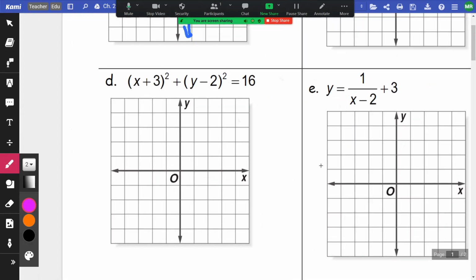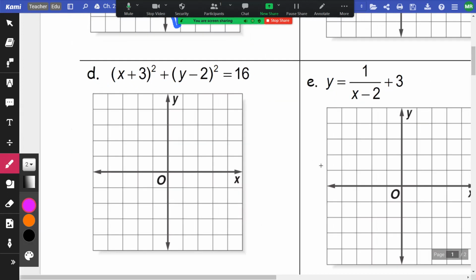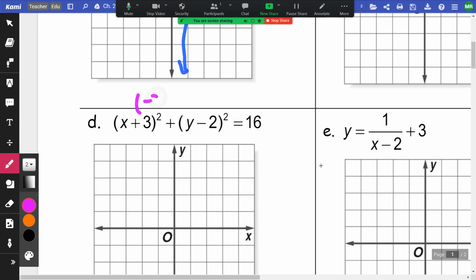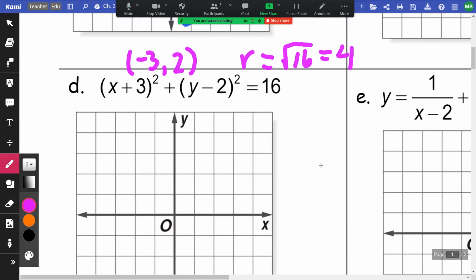Okay, on letter D, this one is a circle, and it has a center at -3, 2. And when I take the square root of 16, that's going to be my radius. So my radius is 4. So I am going to put a point at -3, 2. And then from here, I'd be going out 4. So 1, 2, 3, 4, in each direction. You can see that if I'm using this, it's a little off.